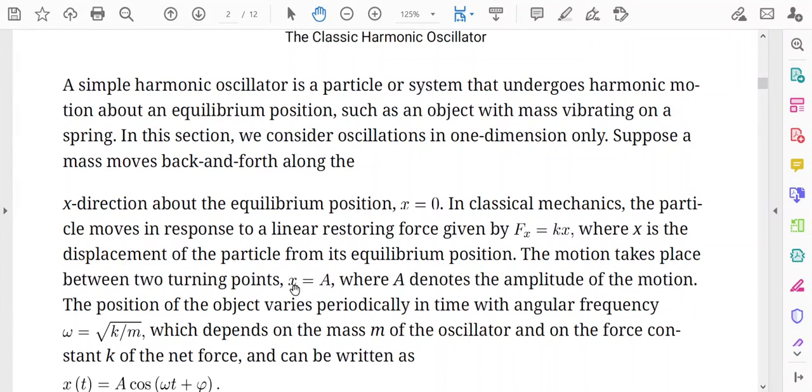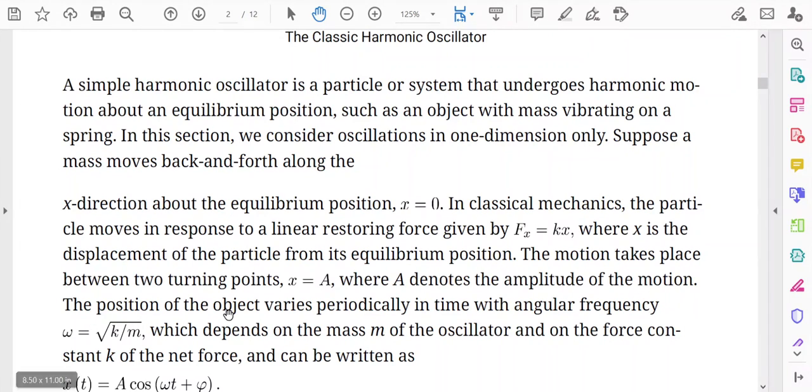The motion takes place between two turning points, x equal to plus or minus a. We have observed that if the mass attached to the spring vibrates, then it must vibrate between two turning points, where the amplitude is maximum, that is, the positive maximum amplitude and the negative maximum amplitude. So, those positions we call the two turning points, x equal to plus or minus a, where a denotes the amplitude of the motion.